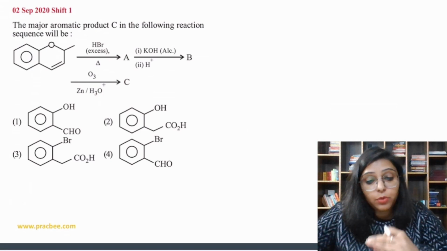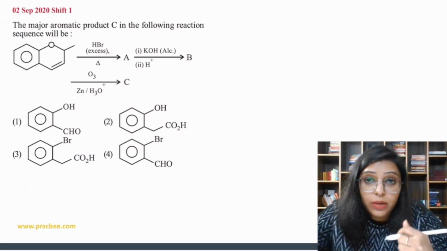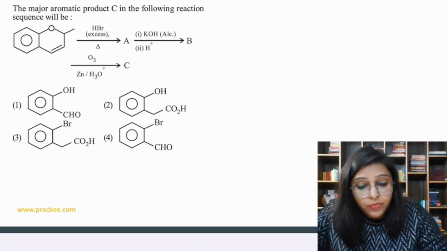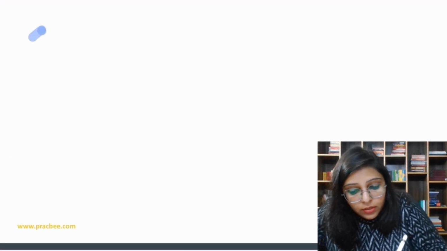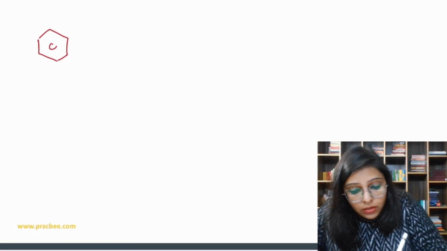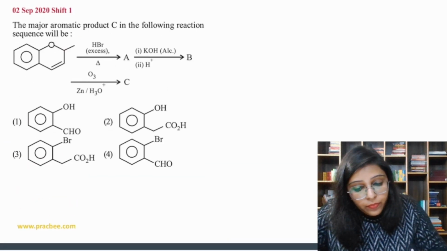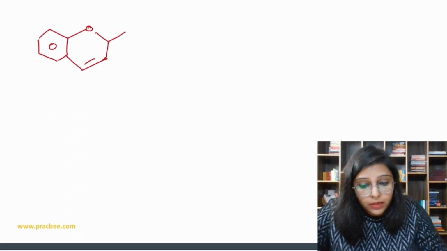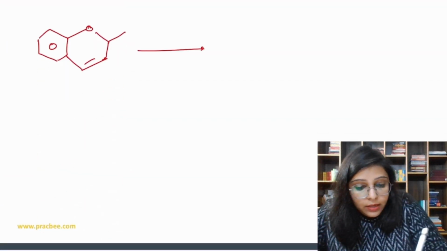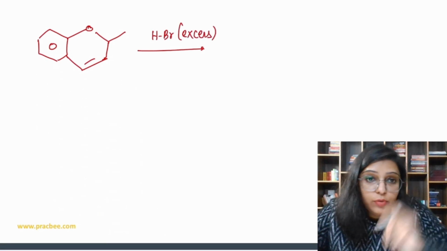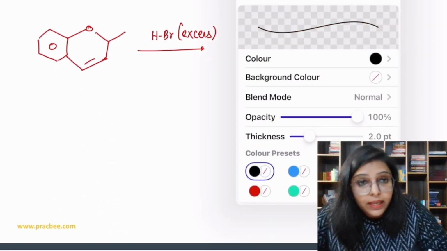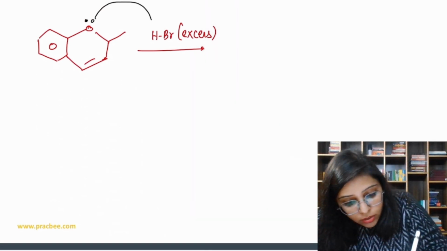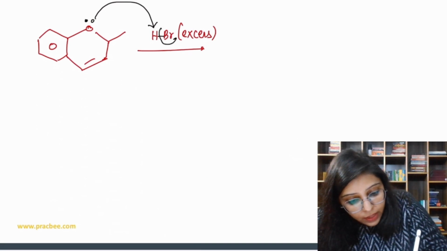The major aromatic product C in the following reaction sequence will be. Okay, reaction sequence will be. So we have this. ठीक है बेटे? Then we have HBr in excess. So HBr is going to have 2 roles. One, HBr can react with ether. So oxygen lone pair takes H plus and Br leaves.